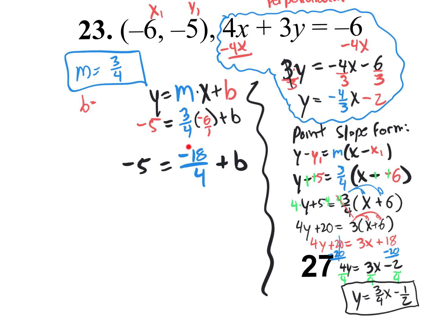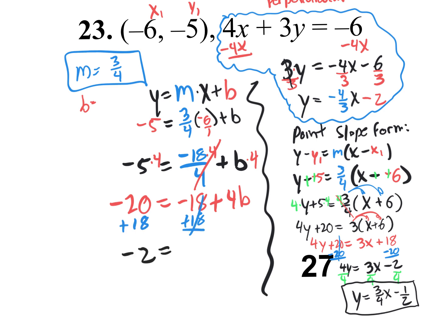Now, yes, this fraction is reducible. You could reduce it to -9/2 if you want, or you could multiply everything by 4 if you want. It's totally up to you. I'm just going to get rid of the fraction by multiplying everything by 4. That times 4, this times 4, the b times 4. That will give us -20 equals, the 4's cancel out, -18 plus 4b. Final 2 steps would be to get b by itself on the right side of the equal sign by getting rid of that -18, by adding 18 and adding 18, giving us -2 equaling 4b.